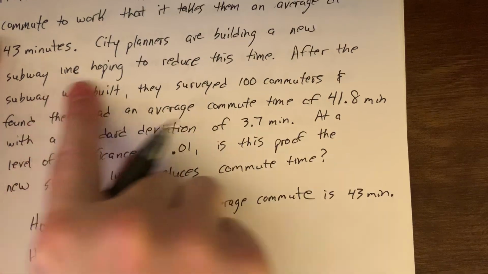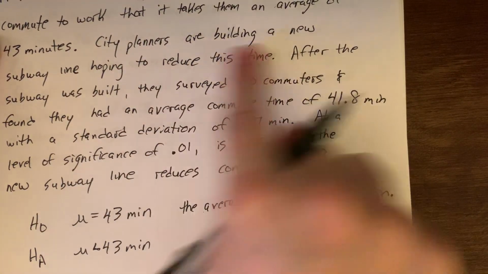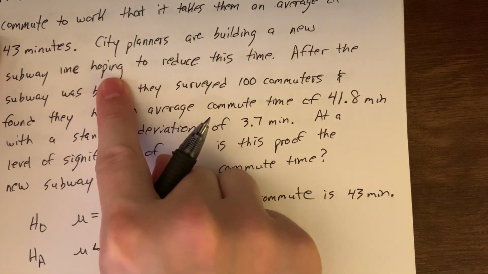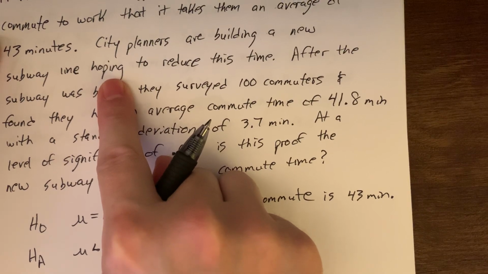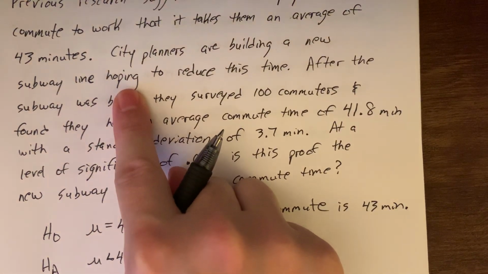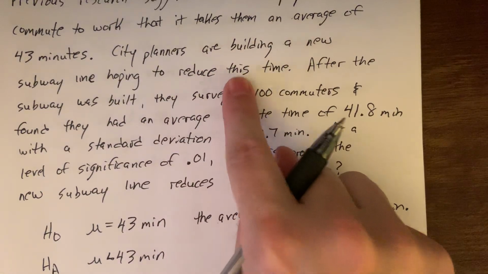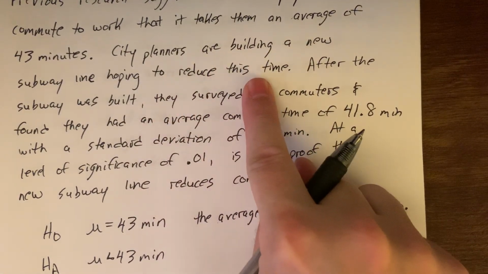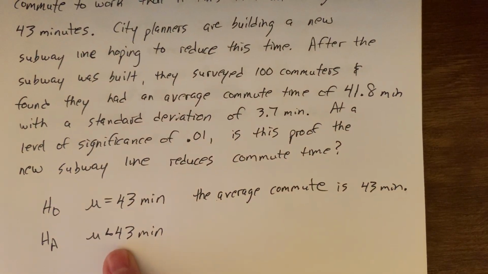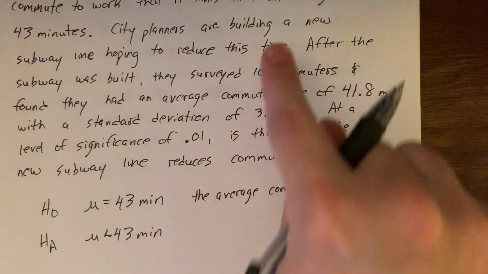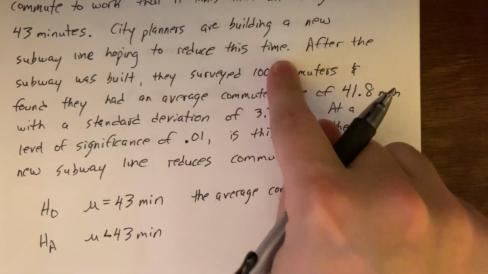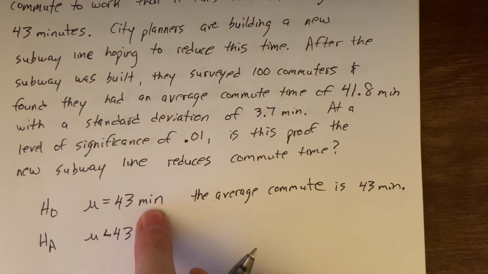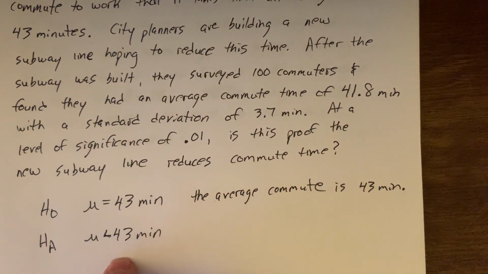It's because of what they actually set up here. They're building this new subway line. Now, this may seem obvious. We're not building subway lines to make people take longer to get to work, but it clearly had to be stated. Without saying we are hoping to reduce time, all we can do is just say mu is not equal to. But by saying reduce this time, we want the average time to be less than what it was. That's why we get this.